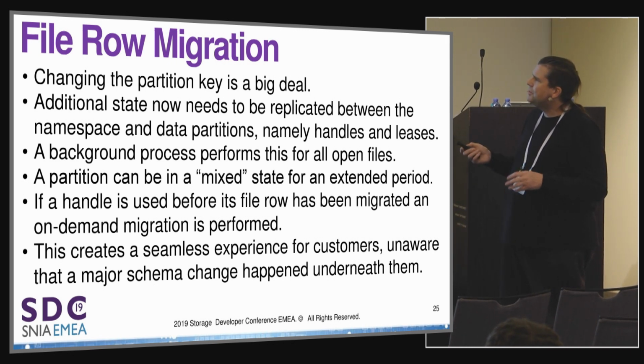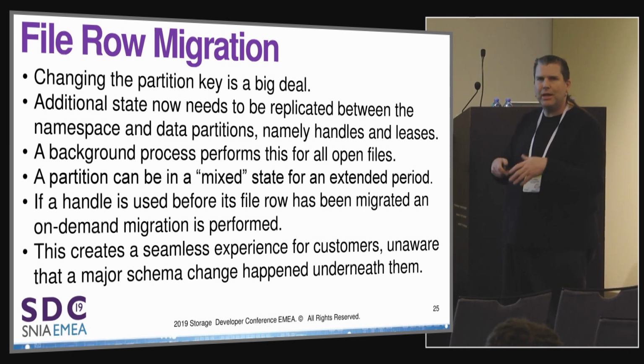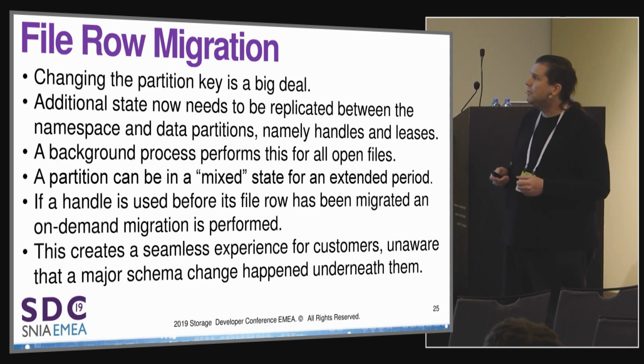And for handles that are open but not being used, those happen lazily. If a handle is used, we take that opportunity to do the file row migration right then, to change the schema, because that's an opportune time to do it.